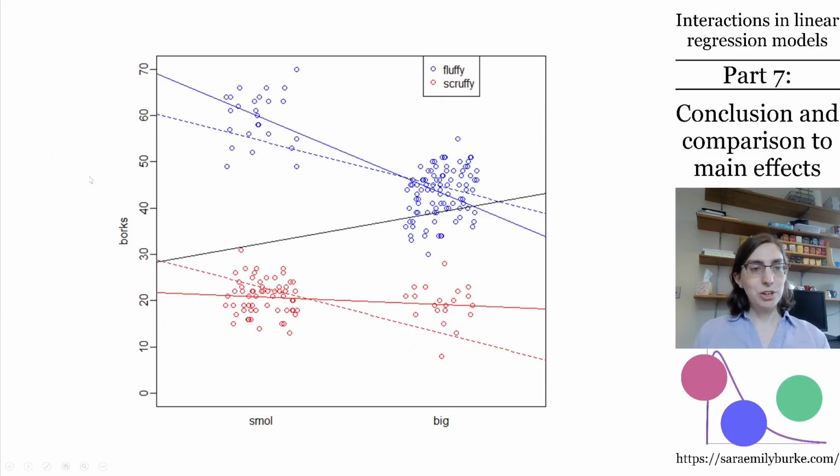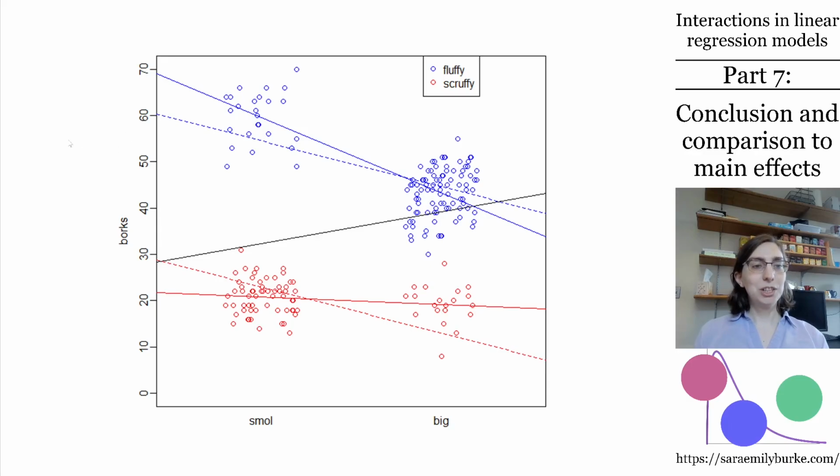So here's a review of all three of those models. When we ignore fur type and just fit a model with size predicting Borks, we connect the dots of the two overall means of small dogs and big dogs and see that the big dogs Bork more. But then when we adjust for fur type, we see that there's an overall negative association between size and Borks within each of the fur type categories, or at least within the fur type categories individually, but then compromised between them. And the reason we saw a positive slope in the simple linear regression model is probably just because there's a bunch of extra fluffy big dogs.